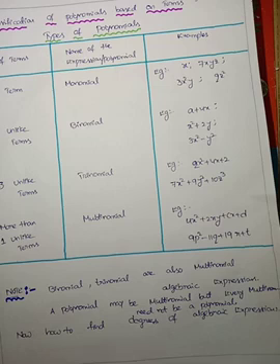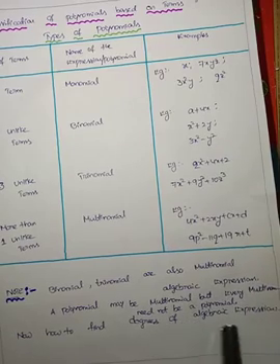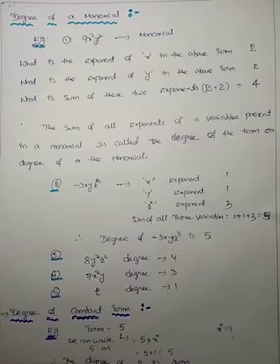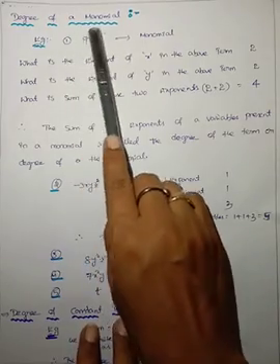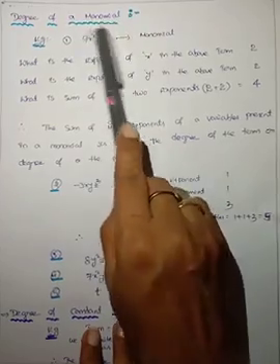Now we have to find the degree of algebraic expressions. How to find the degrees of algebraic expressions? We already discussed how to find a polynomial's degree. Once again, recollect: how to find the degree of a monomial. First of all, we have to take a monomial.